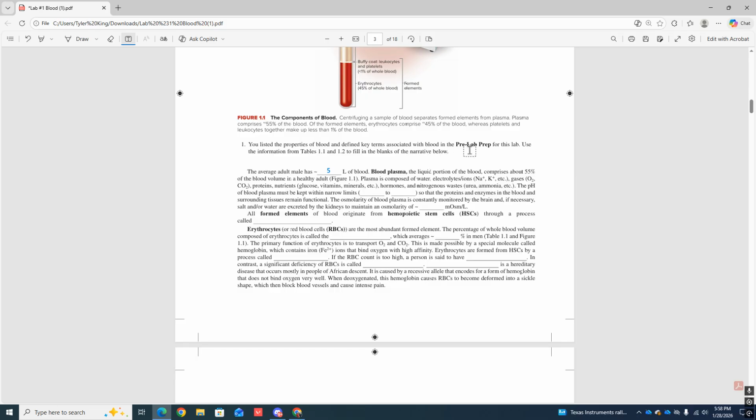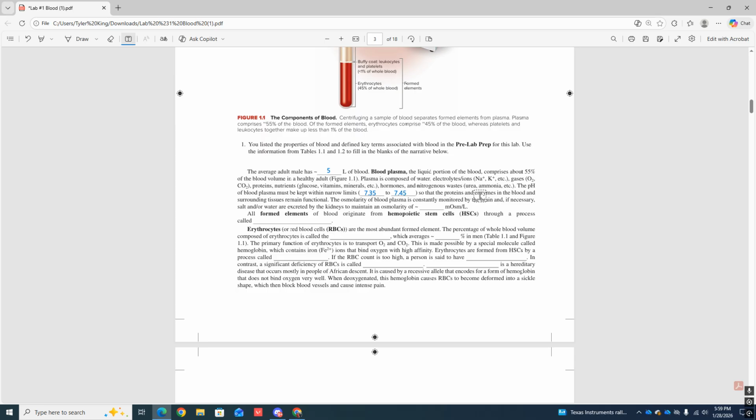So blood plasma, the liquid portion of blood, comprises about 55% of the blood volume. In a healthy adult, plasma is composed of water, electrolytes, ions, gases, protein, etc. The pH of blood plasma must be kept within narrow limits. Remember, this is going to be 7.35 to 7.45, so that the proteins and enzymes in the blood and surrounding tissues remain functional. Because if we were to alter this value, so if we get more basic or more acidic, that's when we can start to see the breakdown of those proteins and enzymes. All right, we don't want that to happen.